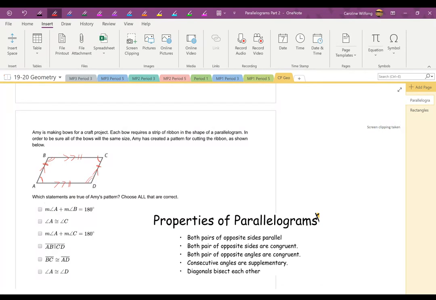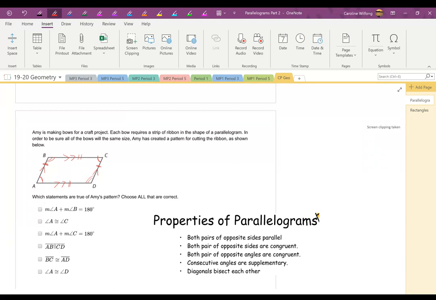Now remember though, that does not mean that angle D and angle C are congruent to each other. It only means that the opposite angles are congruent. Because in our fourth property, we find out that consecutive angles are supplementary, meaning that the consecutive interior angles add up to 180 degrees. So that would mean that angle A plus angle B would add up to 180 degrees. Or angle A plus angle D adds up to 180 degrees.